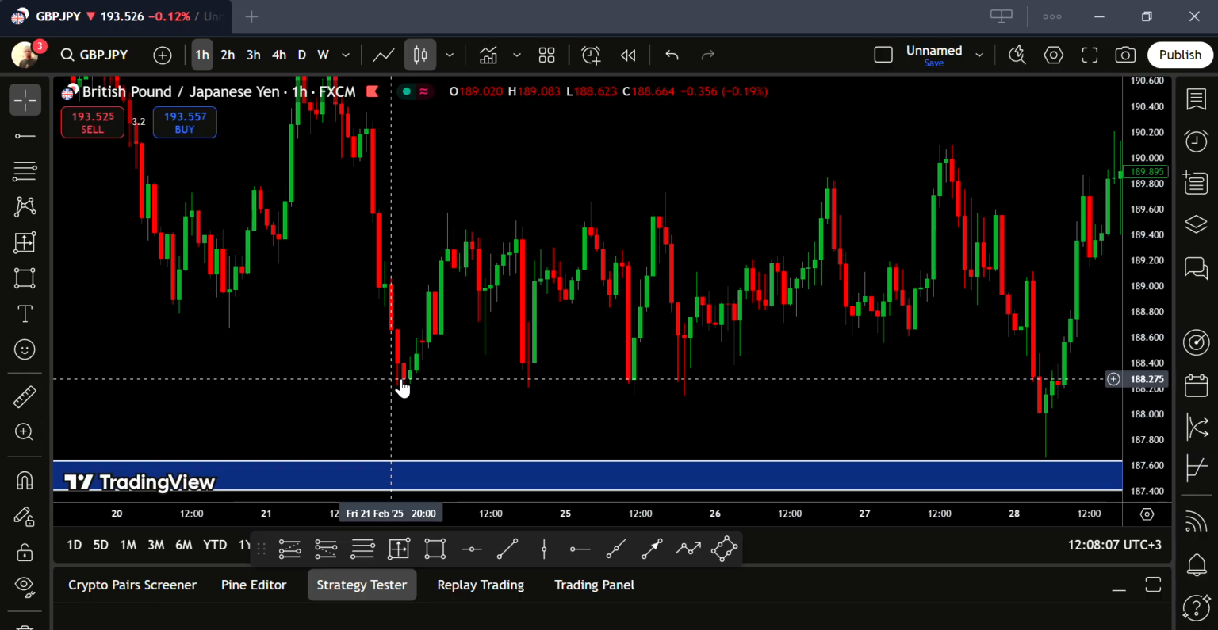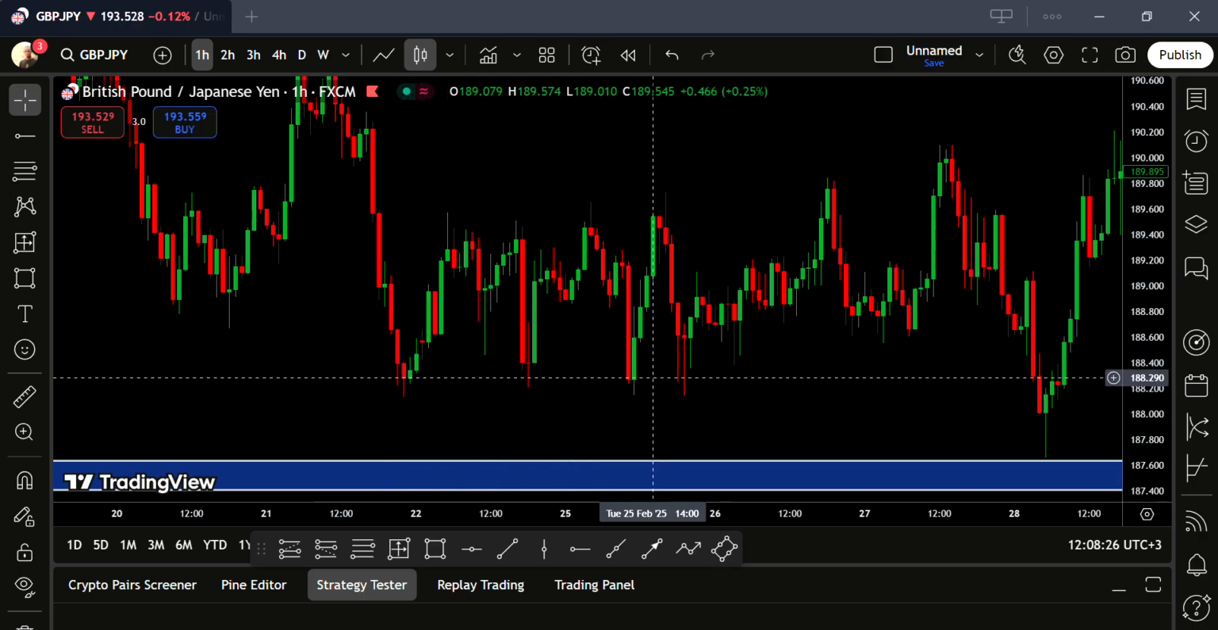If you mark them on the 4 hour, you trade on the 1 hour. If you mark them on the daily, you're likely to trade on the 4 hour. If you mark them on the weekly, you're likely to trade on the daily and the 4 hour. If you mark them on one time frame, you'll trade them on the time frame below. So what do we have here? We have GBP JPY, and this is the 1 hour.